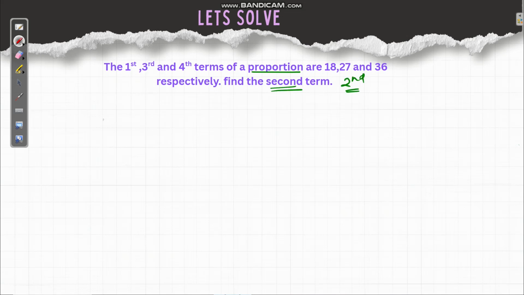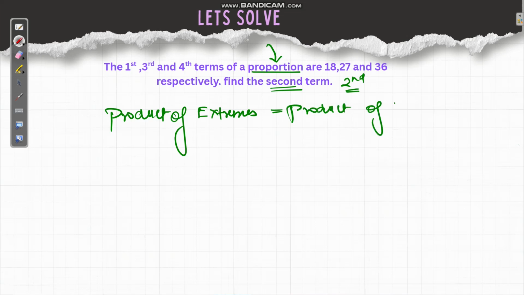Second term. So let's use the formula that is product. Whenever they mention they are in proportion, use this formula. So you can find the unknown term, okay, by using the formula. So product of extremes is equal to product of middle term or means, okay. Let me write that down.